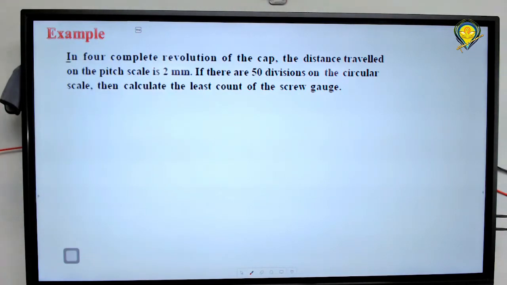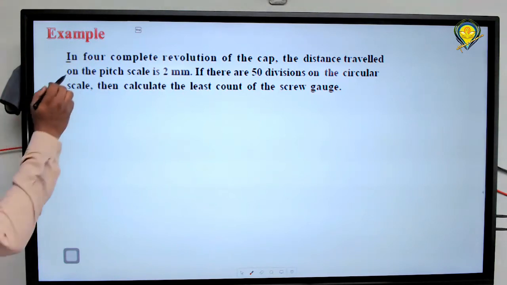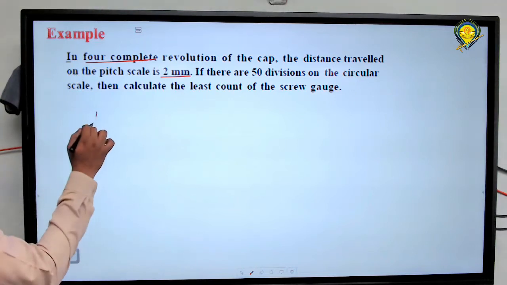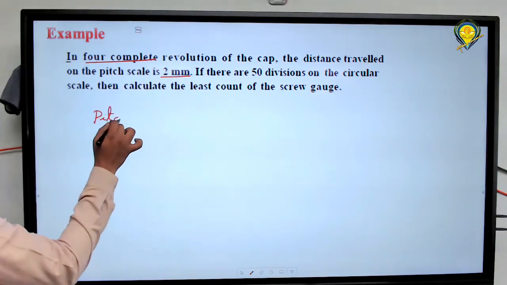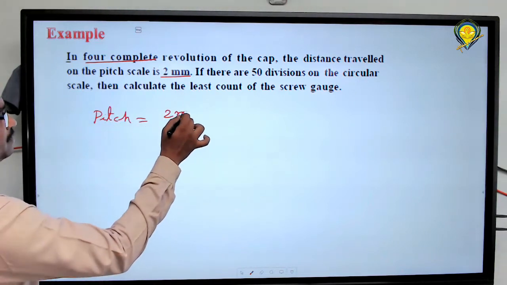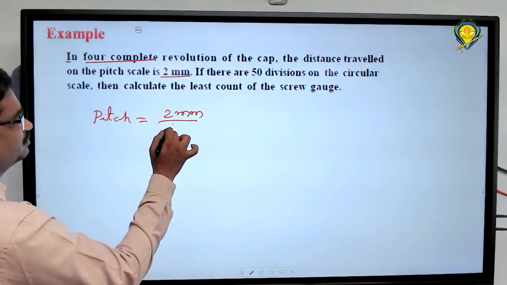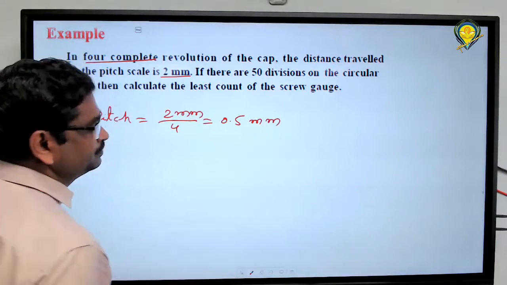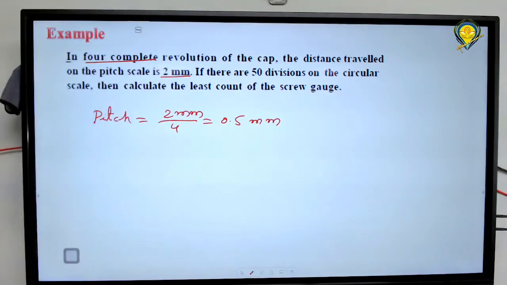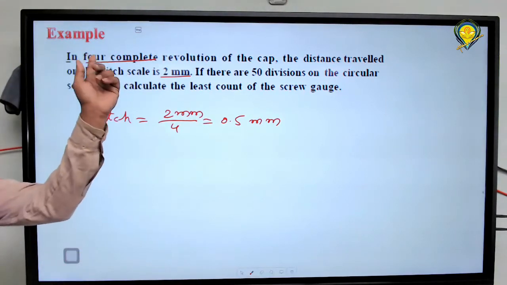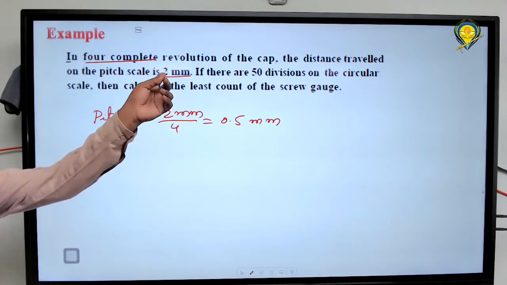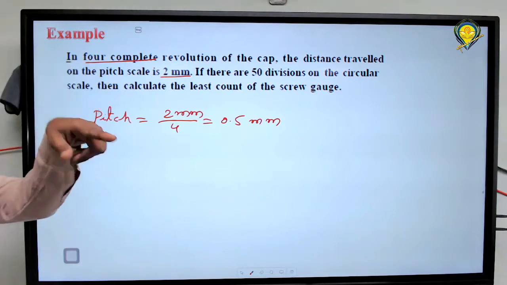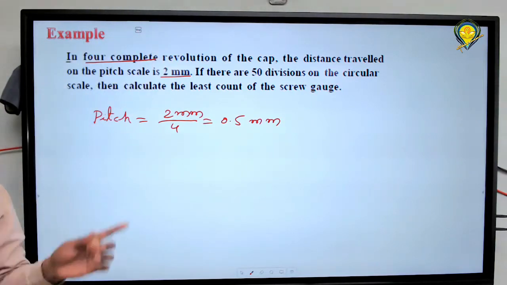But 4 complete rotations here. For 4 complete revolutions, it travels 2 mm. That means the pitch of the screw is nothing but 2 mm by number of rotations, 4. That equals 0.5 mm. That is the pitch of the screw. So he said that 4 rotations are there, so don't take this one as a pitch directly. Because 4 rotations. If it is 1 rotation, you can take that value directly as the pitch of the screw.